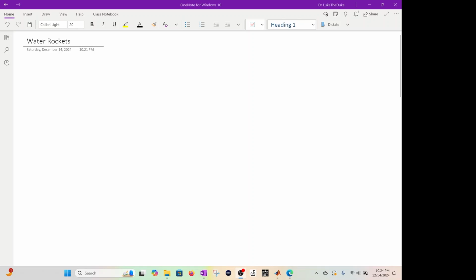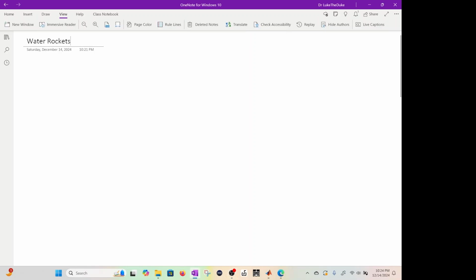Then I will show you program code that solves altitude and thrust for a water rocket. So let's first start with the thrust phase.